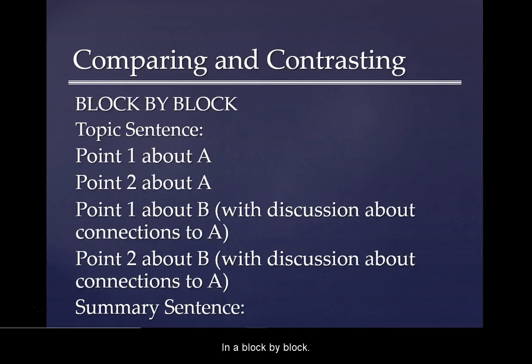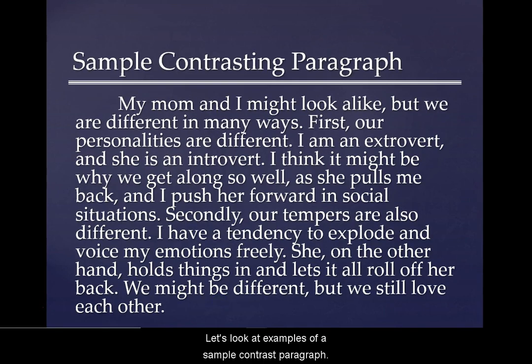In a block by block, one opens with a topic sentence and then discusses everything about subject A and then everything about subject B in blocks. So you're stacking subject A on top of subject B and exploring the similarities or differences. It is more common to use the point by point method, although the block by block is used, and it's a personal choice. Let's look at examples of a sample contrast paragraph.